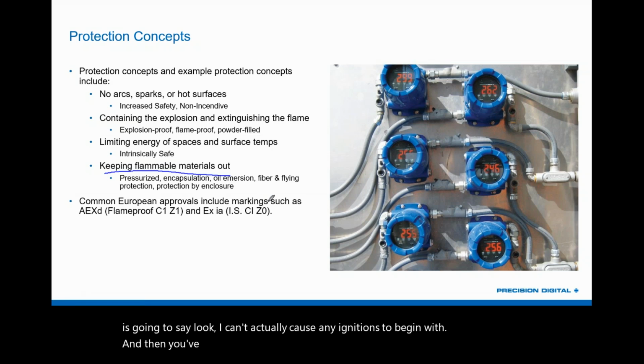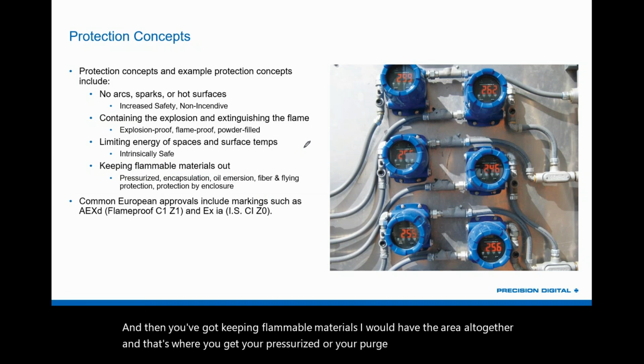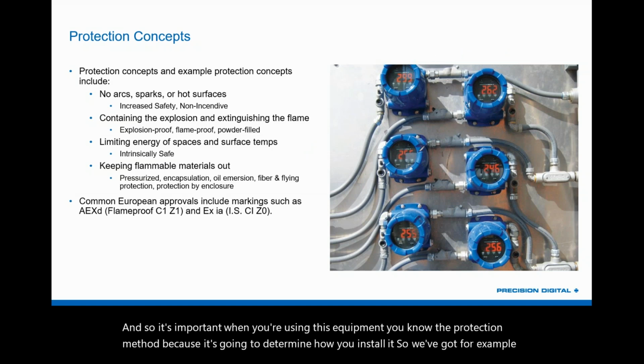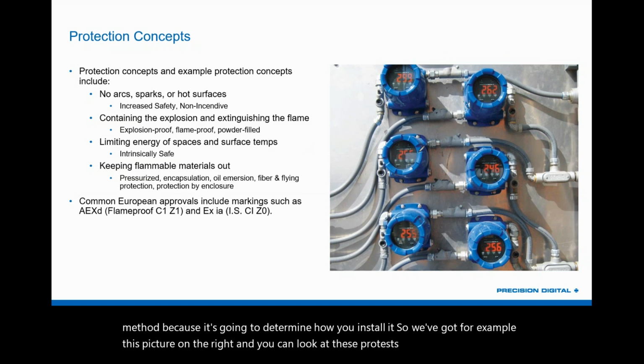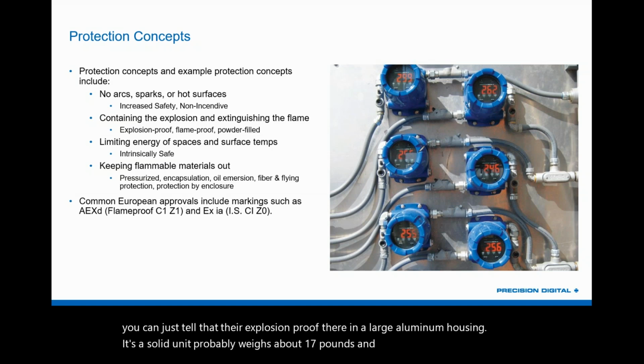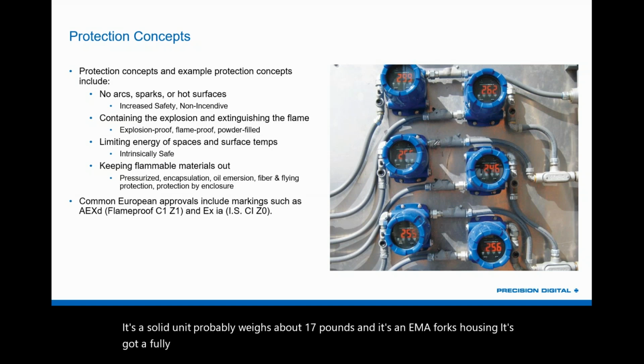And then you've got keeping flammable materials out of the area altogether. And that's where you get your pressurized or your purged panels, as well as some other options there as well. And so it's important when you're using this equipment, you know the protection method, because it's going to determine how you install it. So we've got, for example, this picture on the right, and you can look at these Protex Max units, and you can just tell that they're explosion proof. They're in a large aluminum housing. It's a solid unit, probably weighs about 17 pounds. And it's a NEMA 4X housing. It's got a fully approved product approval on it for FM, CSA, ATEX, and IECEx.